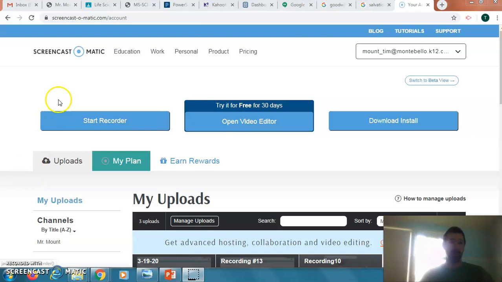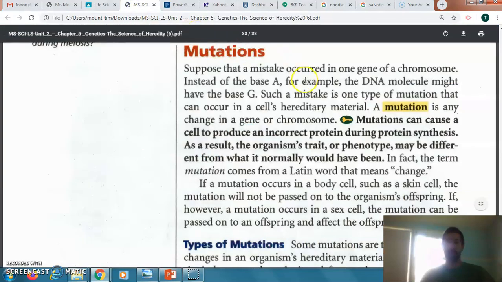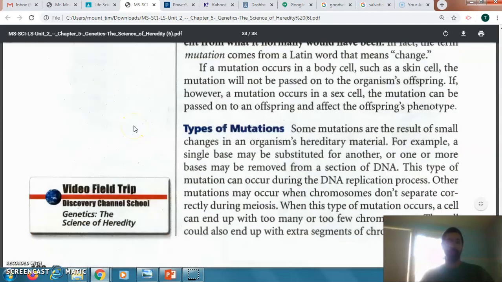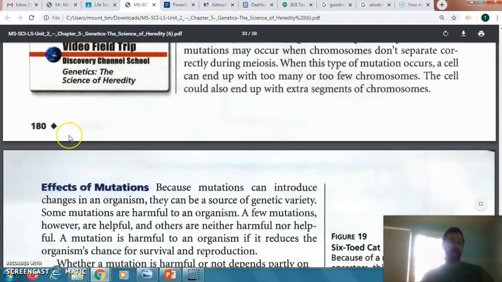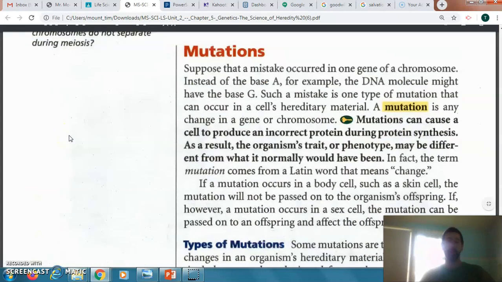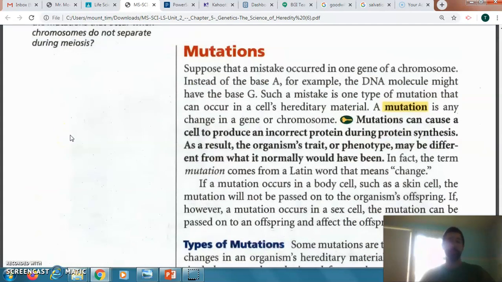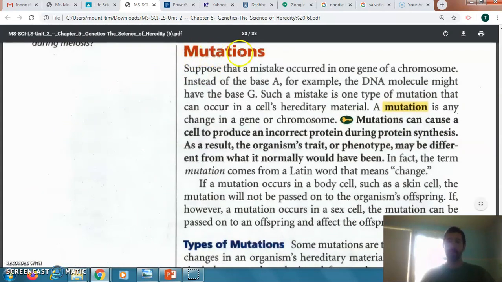I'm going to go over the last reading that you were supposed to do. So if you have your book on the computer here or your physical book, I'm going to start reading through this information here. So this was page number 180. I'm going to start reading from here and going over some information. It starts with mutations here.